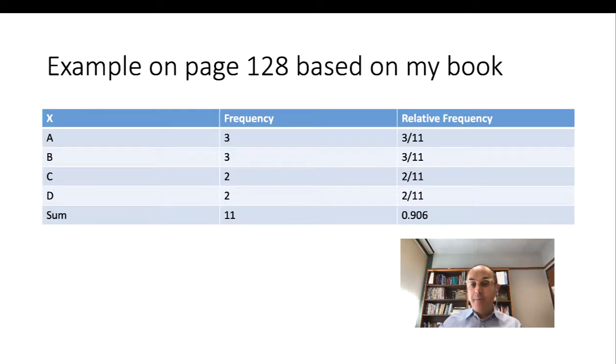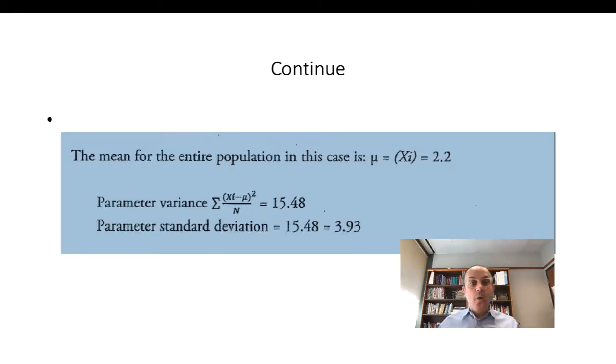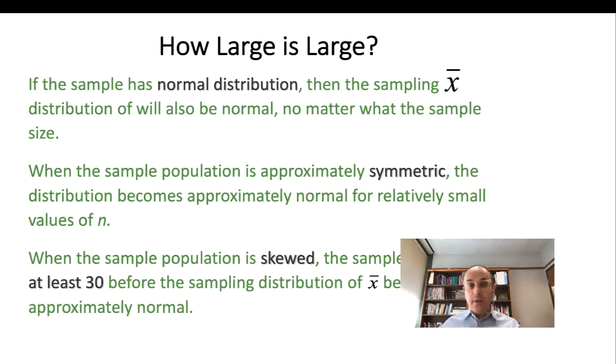Again, from my textbook example with X, the sum, frequency and relative frequency, the mean of the entire population in this case is mu equal to 2.2, the variance is equal to 18.48, and the standard deviation is equal to 3.993, because we need to take the square root to get the standard deviation. So how large is large when we are taking a sample?